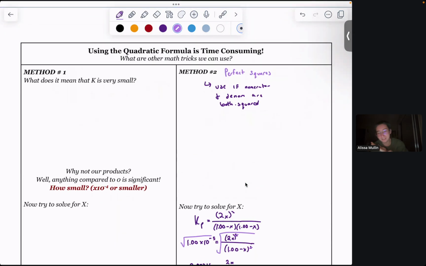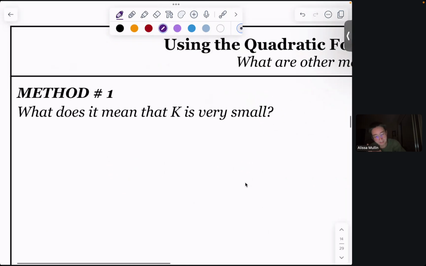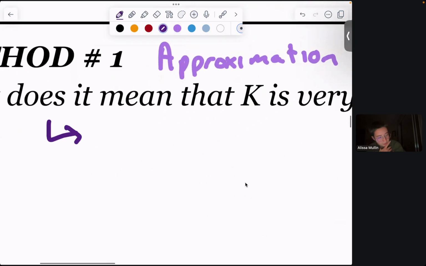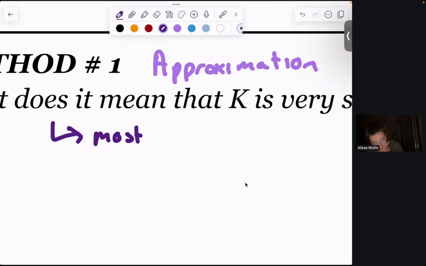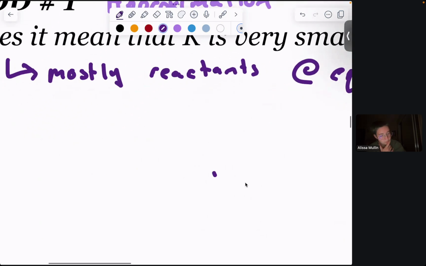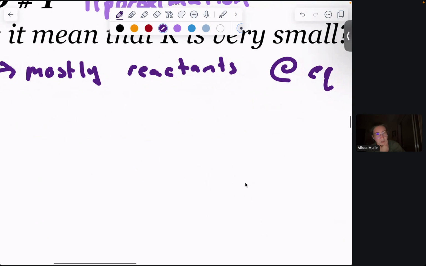Okay, so I want you to take a second and think about, if we have a K that is very small, what does that mean? What does it mean to have a really small K? We know that means that it's mostly reactants, right? So there was a change, right? There's some products now. We used up some reactants. But compared to what you started with, there was minimal change, right?